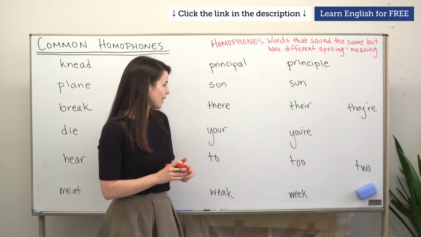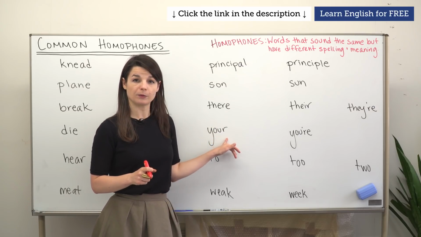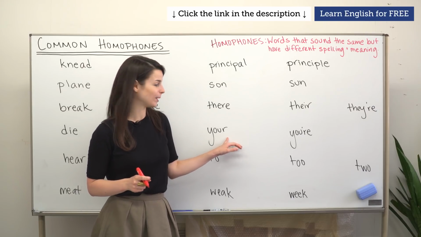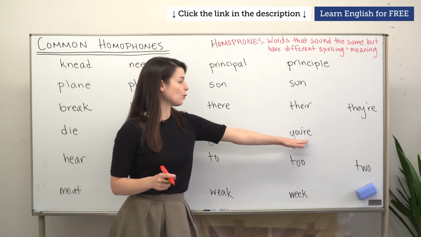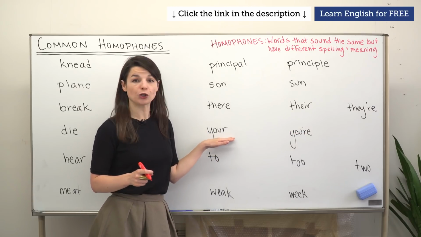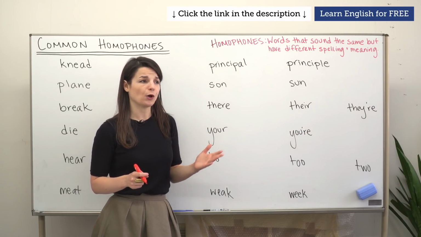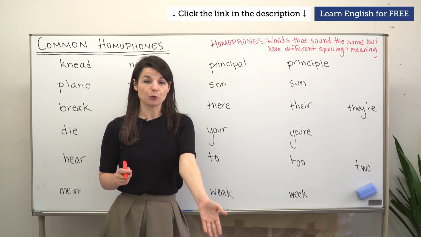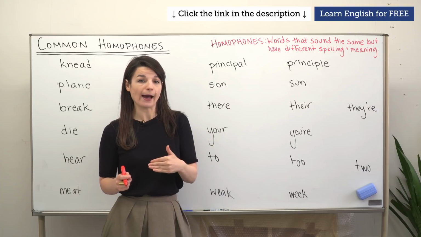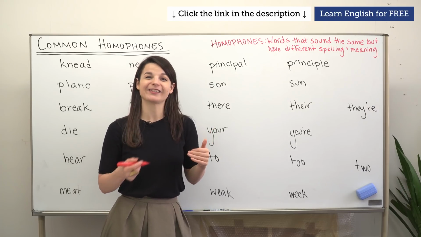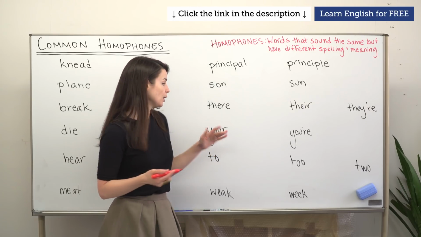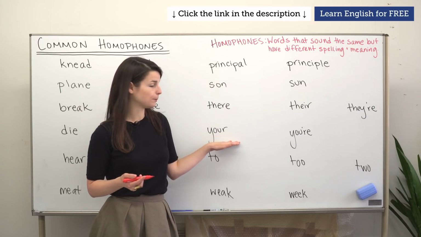Okay, next pair, similar problem. Native speakers make mistakes with this as well. It's your and you're. So here, Y-O-U-R, this is the possessive form of you. So something belonging to you. It's your bag, it's your marker, it's your phone, for example. So your, this is a possessive form.